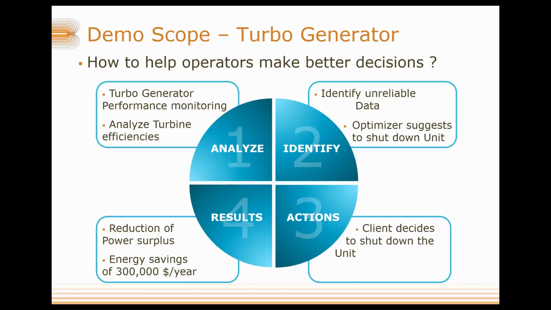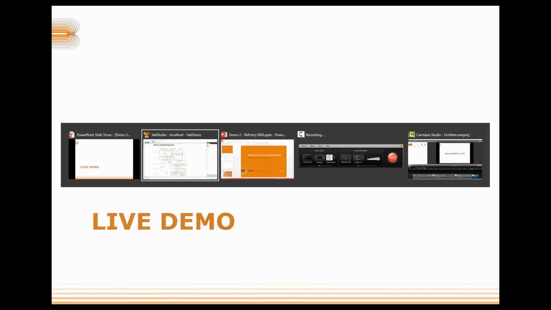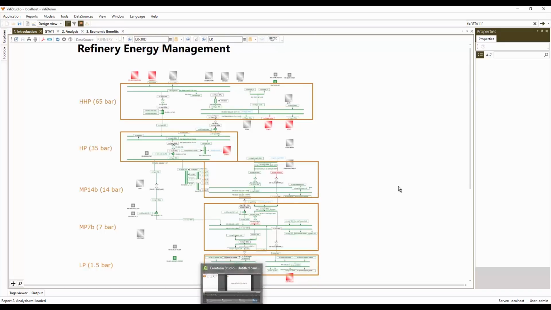So let me switch to the demonstration of the software in which we are going to show exactly what I've just announced. So this is part of the scope of the model that we are going to use for the analysis. What we see in front of you is the steam network of the refinery, which includes in particular five steam pressure levels: high pressure 65 bars, high pressure 35 bars, medium pressure 14 and 7 bars, and low pressure.